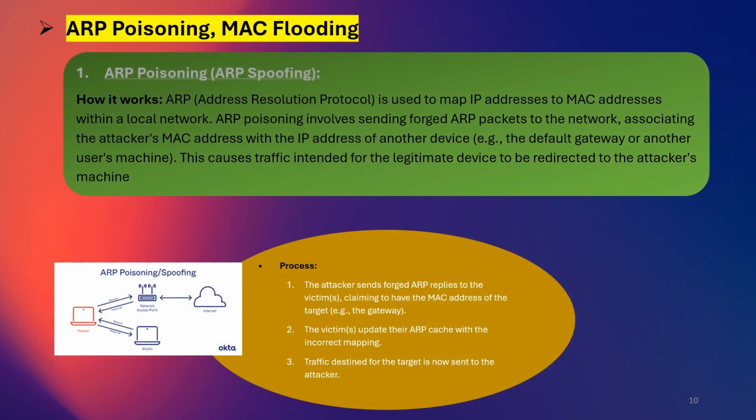ARP poisoning variants. 1. Gateway poisoning. Attacker poisons all clients, capturing internet-bound traffic. 2. Host poisoning. Targets specific devices to intercept direct communication. Mitigation. Use static ARP entries for critical devices. Enable dynamic ARP inspection to verify ARP packets. Monitor networks for unusual ARP activity.